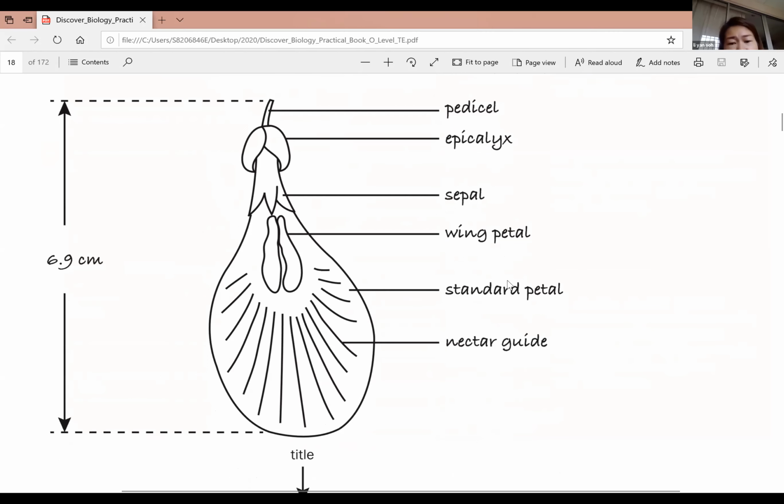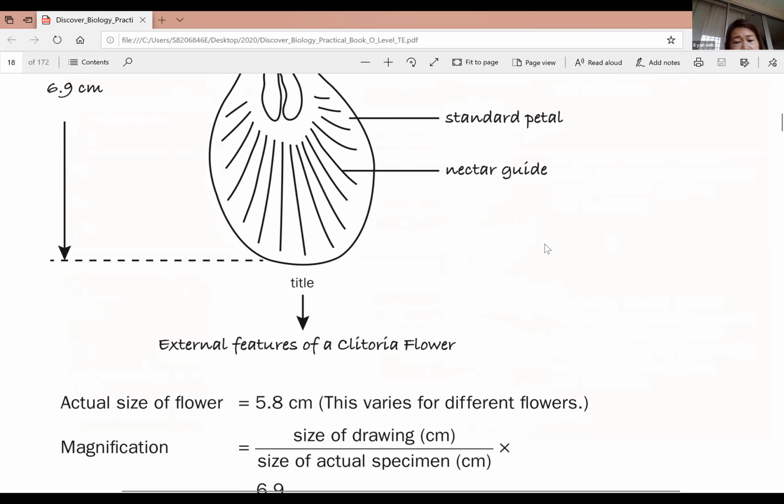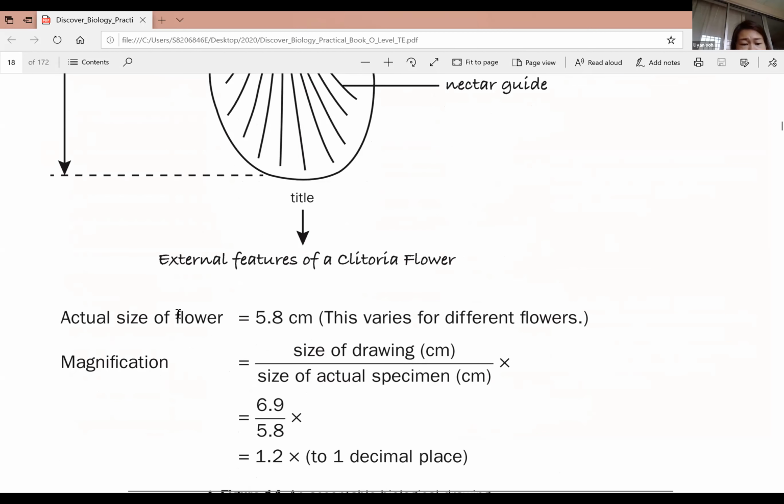You can see straight labeling lines, and then you must tell me the length. Using a ruler, the length is 6.9 cm. They are actually drawing a nectar guide, the standard petal, the wing petal, the sepal. And the actual size of the flower is only 5.8. So the size of the drawing is 6.9 divided by 5.8. As a result, the magnification is 1.2 times. There must be a "times" over here. There must be 1 decimal place.